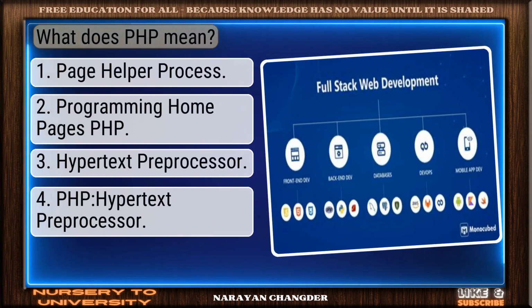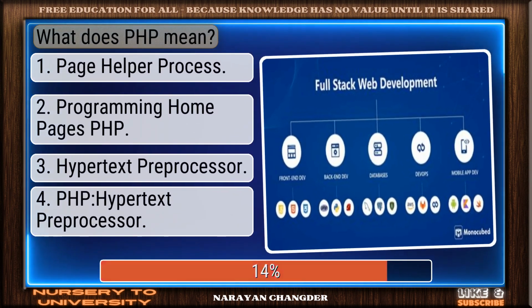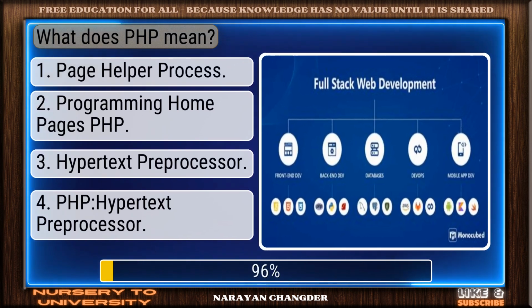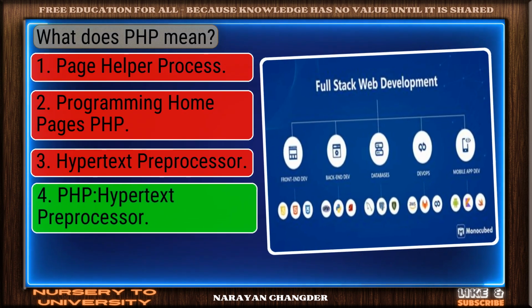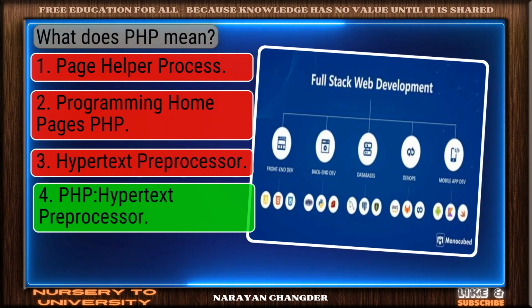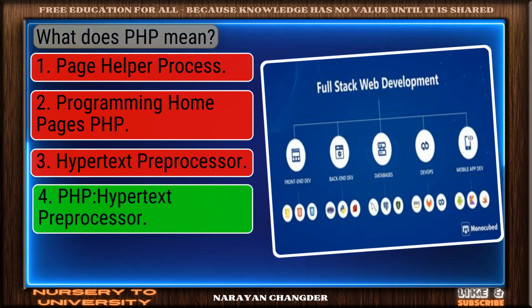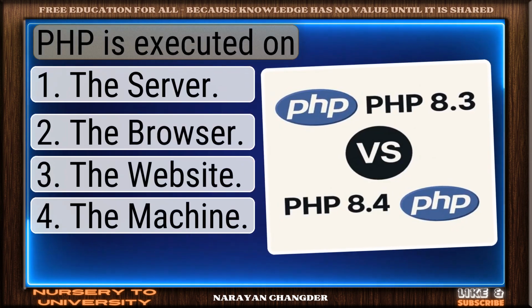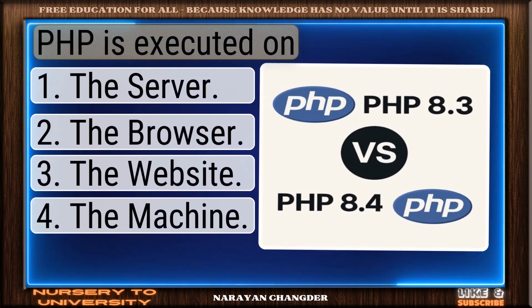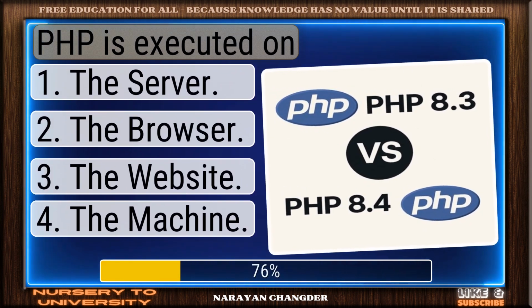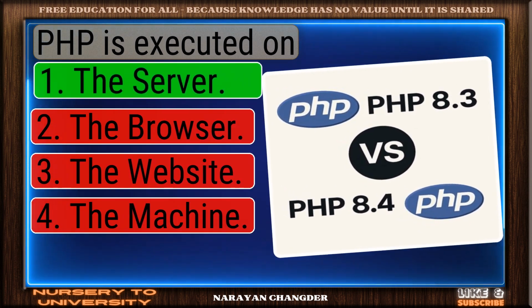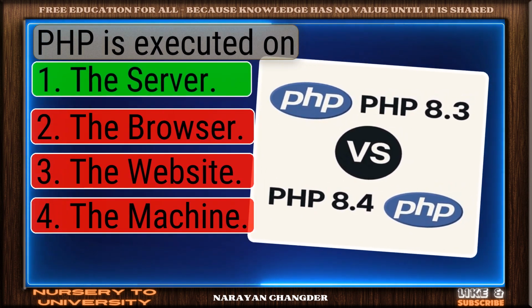Question number 73. What does PHP mean? Sharp thinking. PHP, Hypertext Preprocessor, is the right choice. Question number 74. PHP is executed on. You're right. The server is the correct answer.